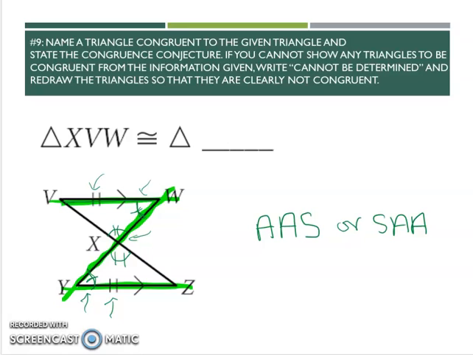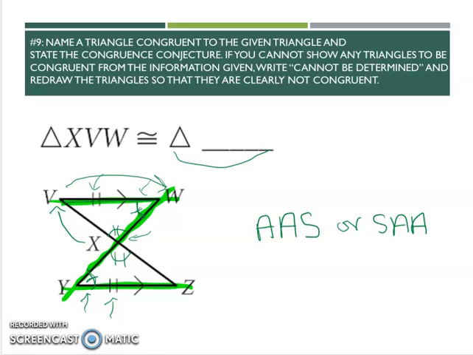And so we're going to go ahead and fill out this triangle congruent statement. So they named their triangle XVW. So they started at X. We're going to have to start at X because those angles are congruent. But then I've got to go up here. They went up to V. So V is not congruent to Y.